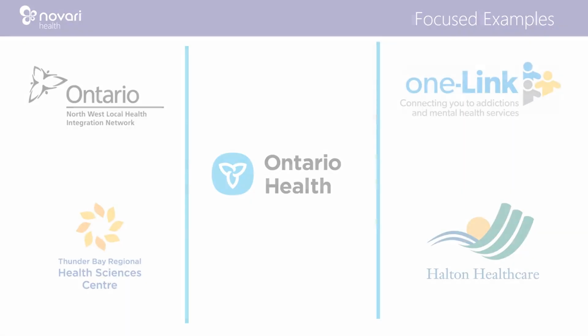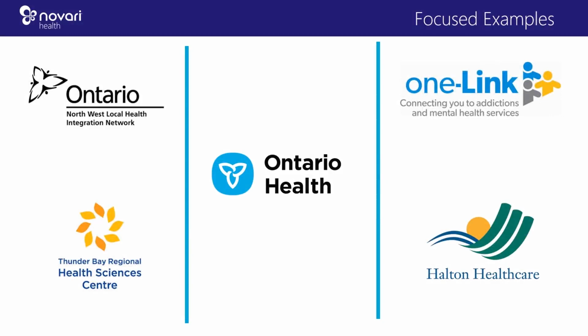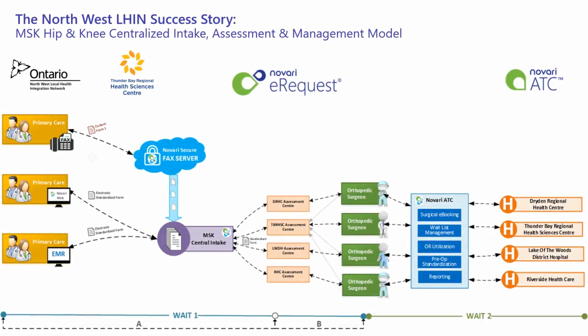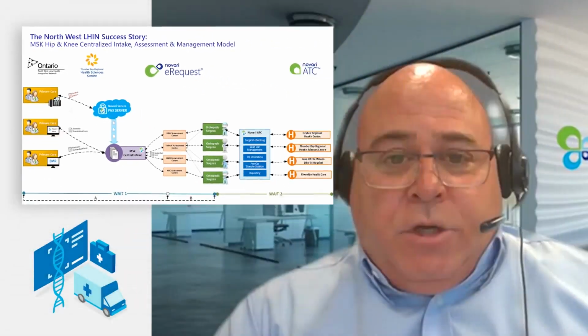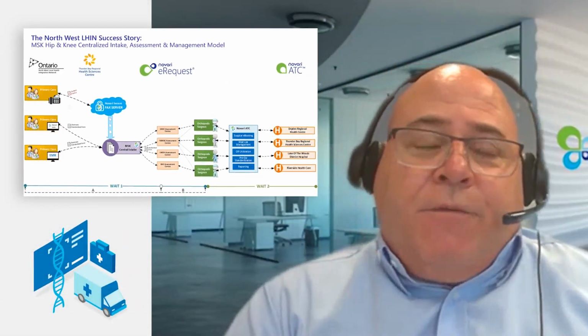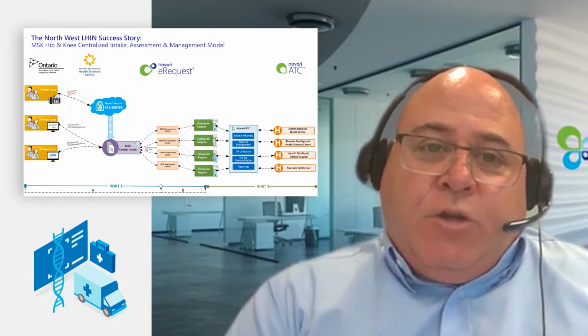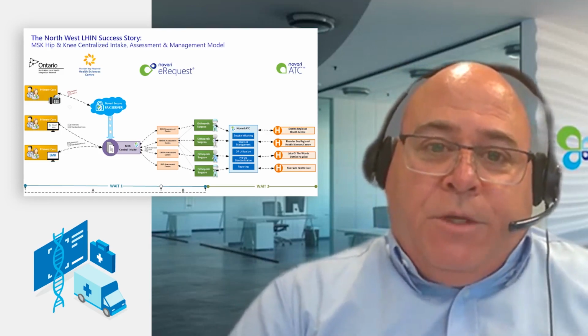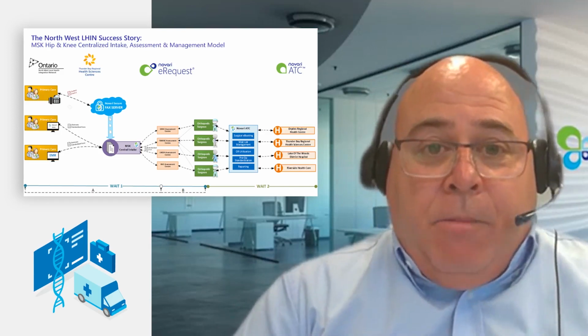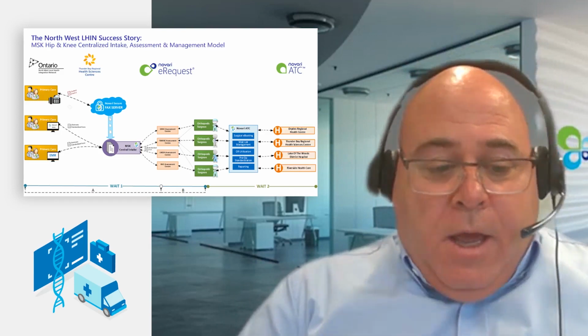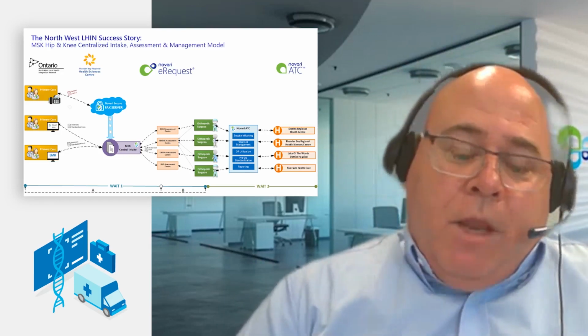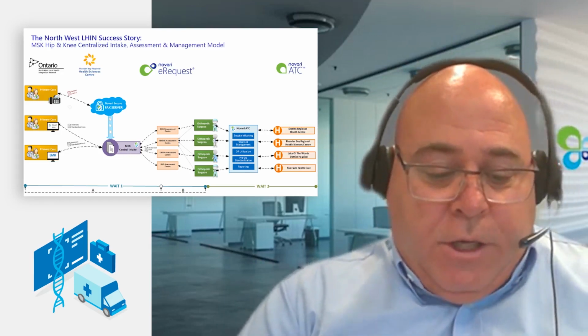There's 3 that come to mind, 3 really good examples. These are 3 Ontario examples, as it turns out. But they're exemplary. The first one I would call out is the Northwest LHIN, with leadership from Thunder Bay Health Sciences. They've actually set up a central intake program for hips and knees. But what they've done differently is they've set the central intake up so that all referrals for hips and knees, as was mandated, by the way, a few years ago across the province, come into the central intake office. They're managed using Novari technology.